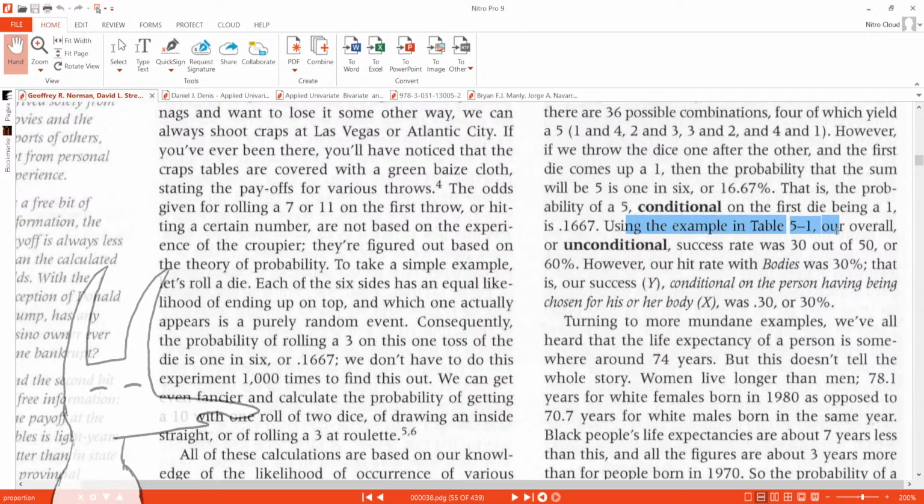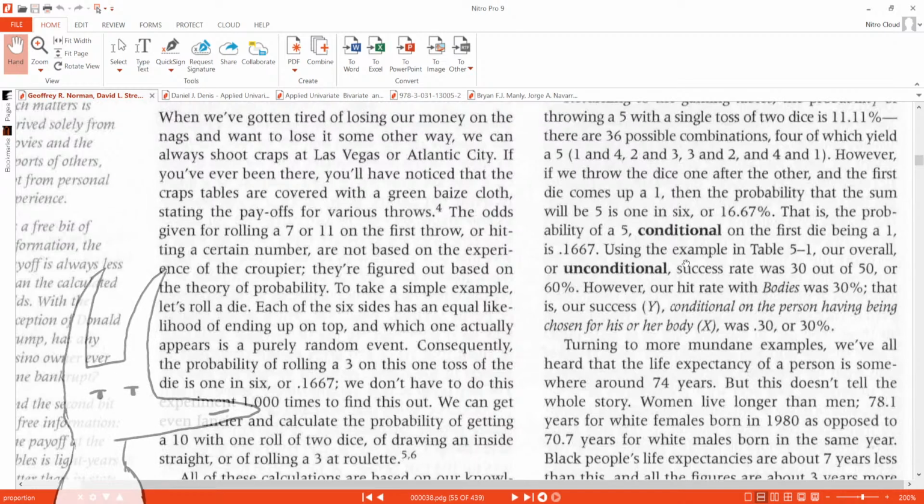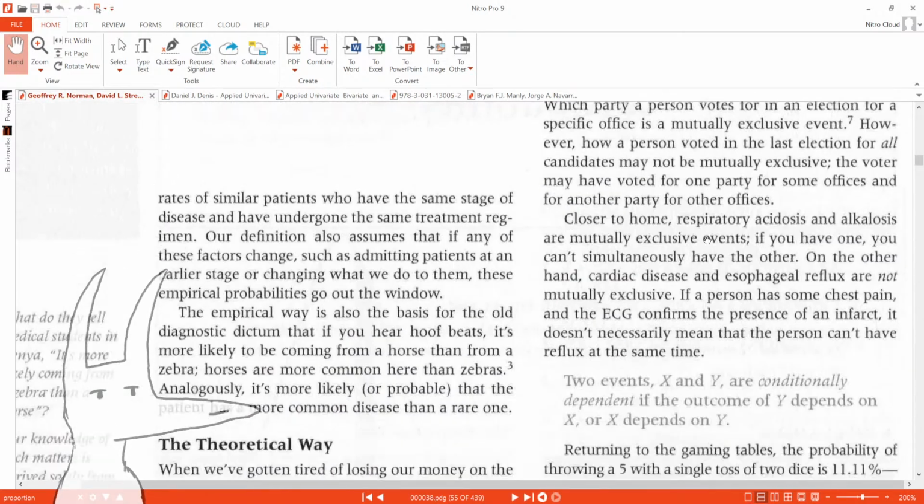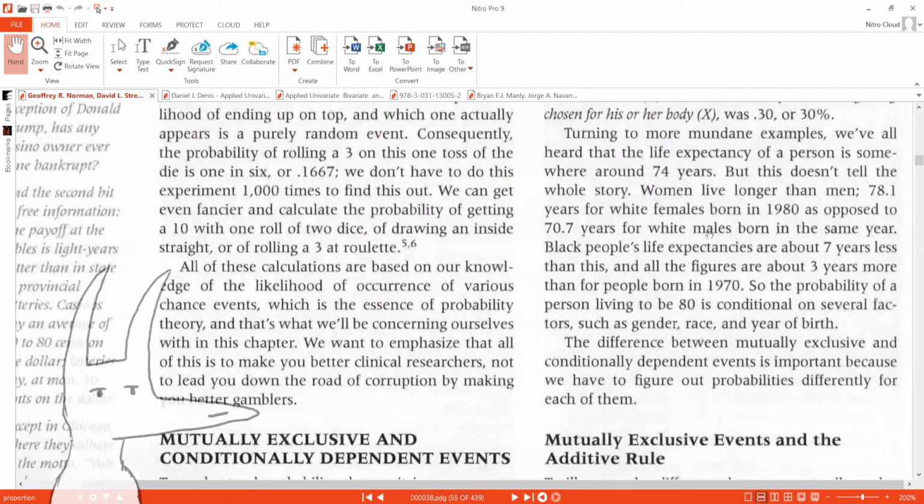Using the example in table 5.1, our overall or unconditional success rate was 30 out of 50. However, our hit rate with bodies was 30%, that is, our success, conditional on the person being chosen for his or her body, was 0.3. Dude, a 60% success rate is kind of insane.